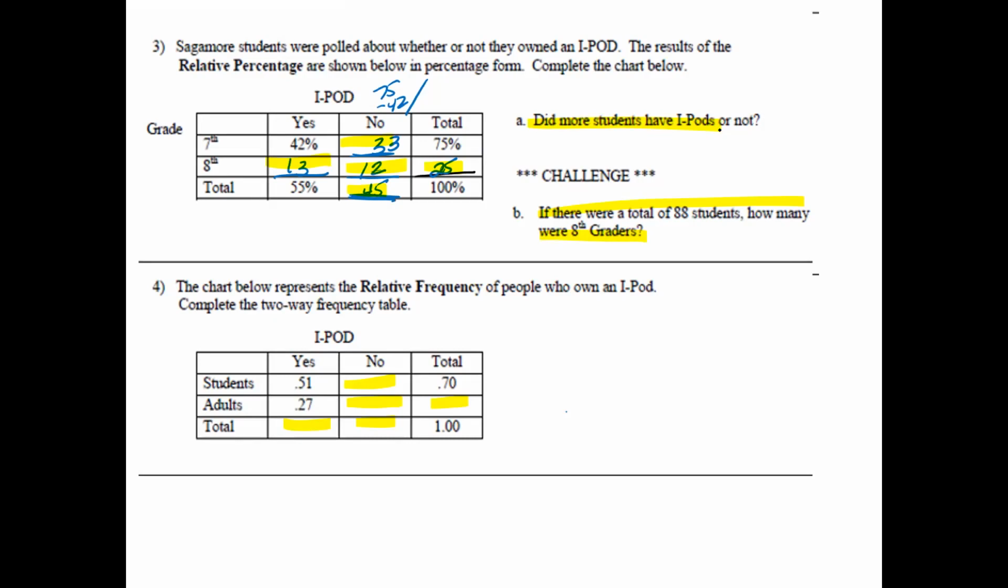So did more students have iPods or not? Let's take a look. Total of yes for iPod, no for iPod. Yes, because there are 55% that have yes iPod and 40% that say no iPod.